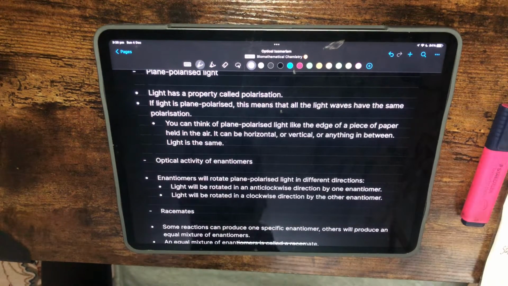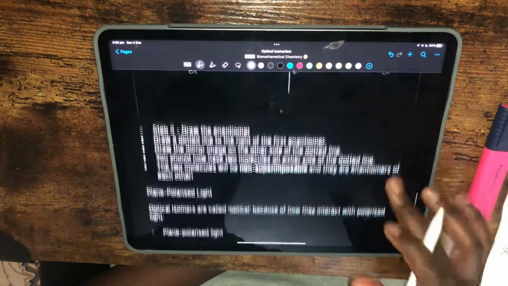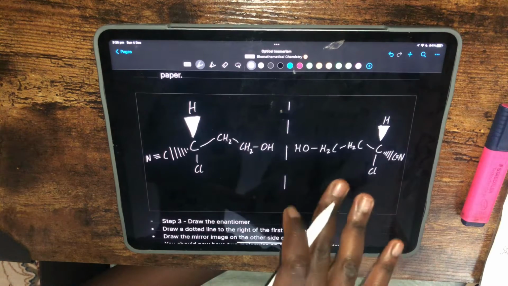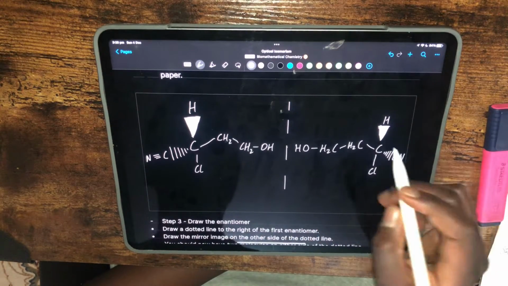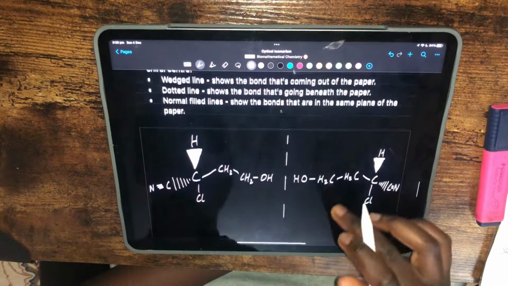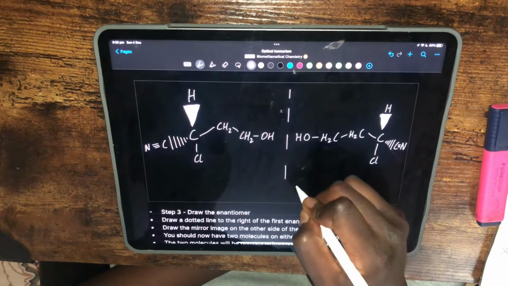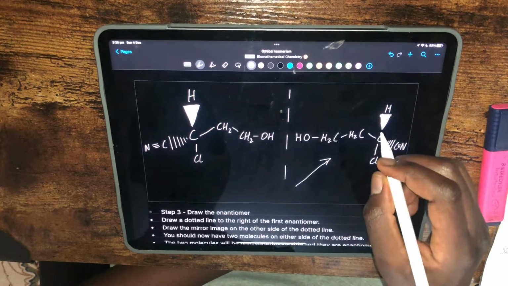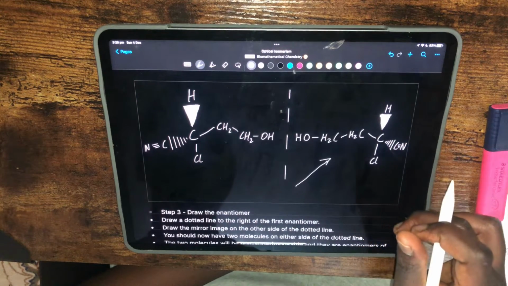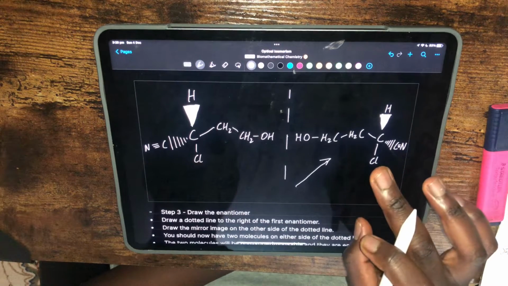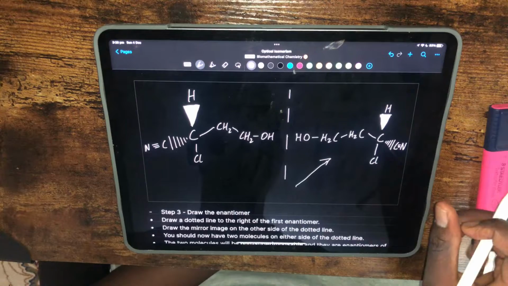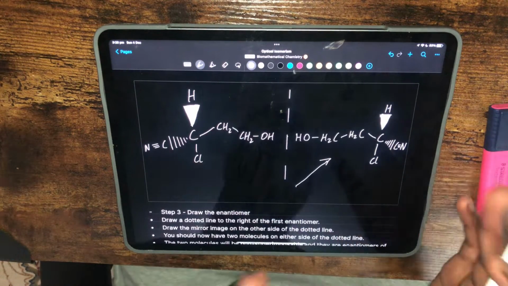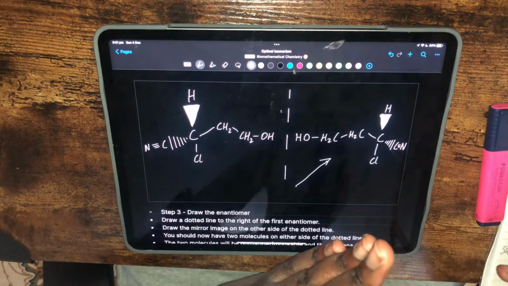So, optical activity of enantiomers. Enantiomers will rotate plane polarized light in different directions. Light will be rotated in an anti-clockwise direction by one enantiomer, and in a clockwise direction by the other enantiomer. So if I fire plane polarized light at this enantiomer here, say it rotates the light in a clockwise direction. It will rotate it by a specific amount, a specific degree.